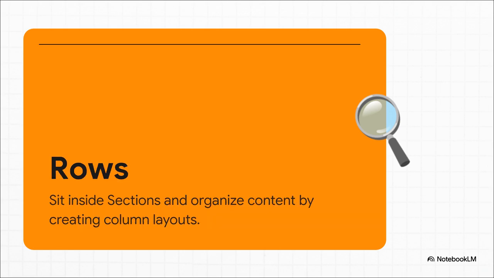Now, inside each section, inside each room, you have rows. If sections are the rooms, rows are like how you arrange the furniture. They give the room structure by creating columns. So if you want just one big piece of text, that's a 1-column row. If you want a picture on the left and some text on the right, that's a 2-column row. See, they just organize the space.